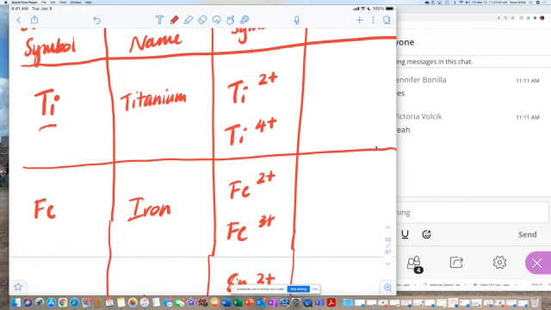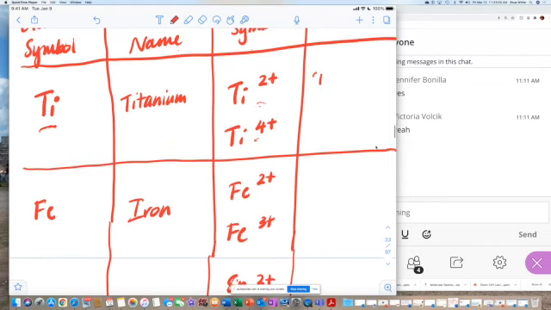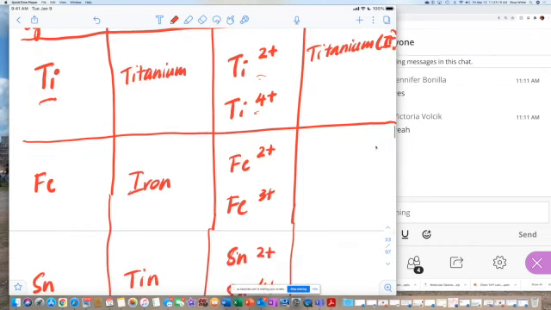Imagine you're on the phone talking to somebody. You have to specify which of the 2 you are talking about. So of course here it would be titanium. Titanium 2, put the charge in parentheses like that.